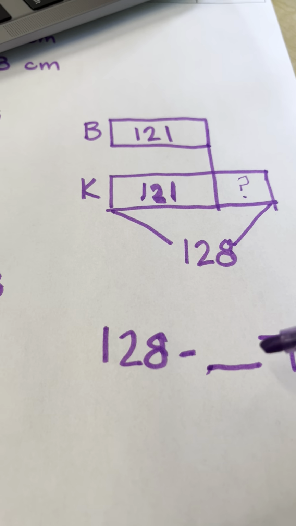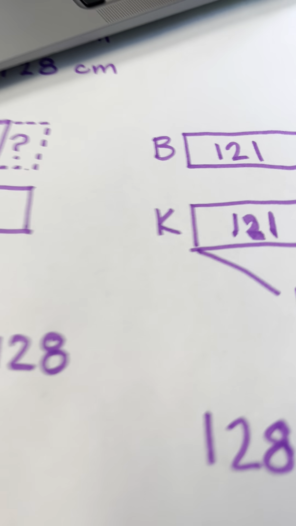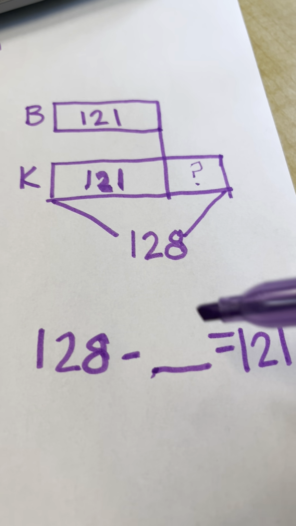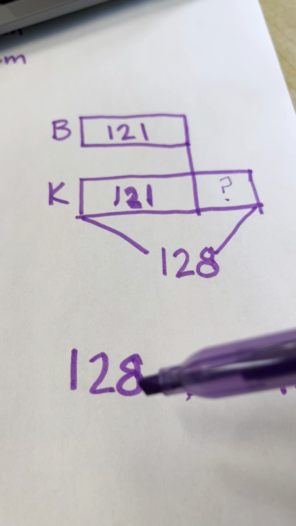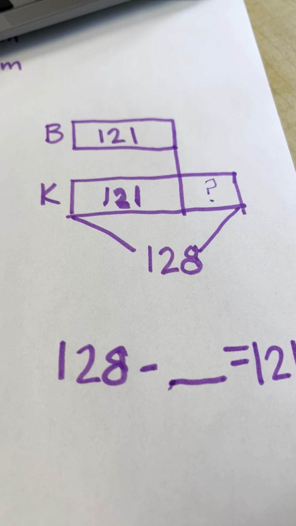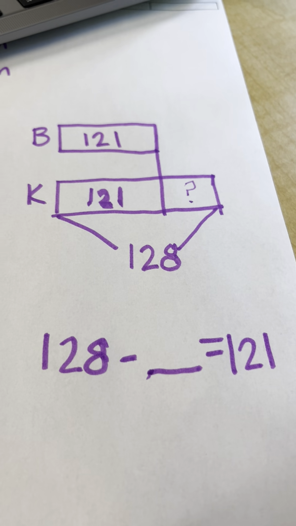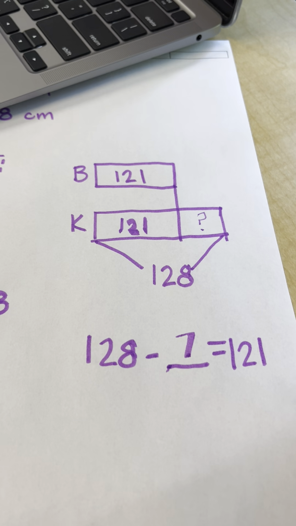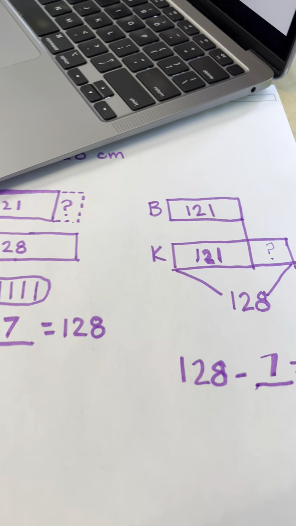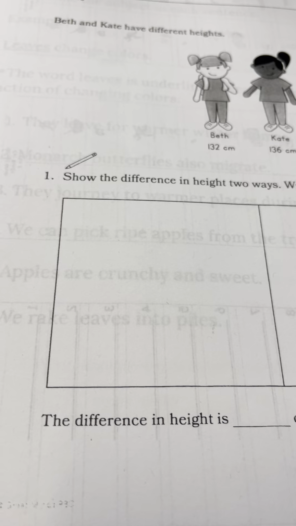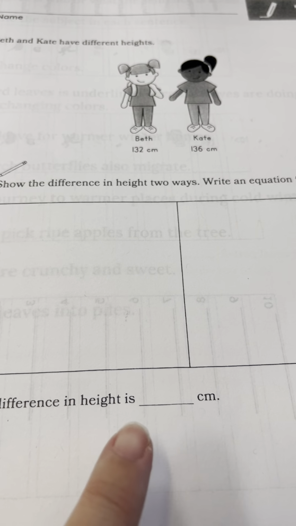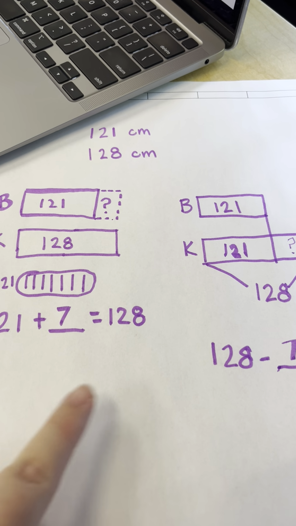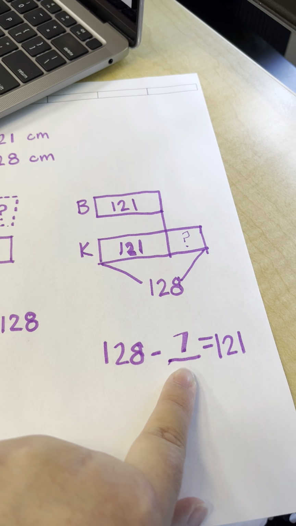If students haven't yet solved this way and they don't know the missing part yet, they can choose to solve in two different ways over here. They could either count back 128 to 121, or they could still use their counting on strategy to find the missing part. Either way, we know that they are going to get 7, just like before. Then we always want to make sure that they fill out this sentence at the bottom saying the difference in height is blank centimeters. So for our example over here, the difference in height would be 7 centimeters.